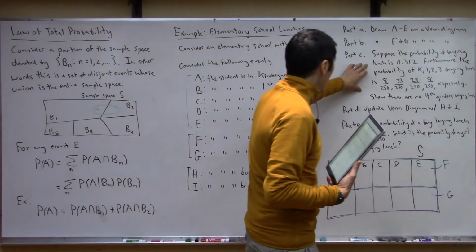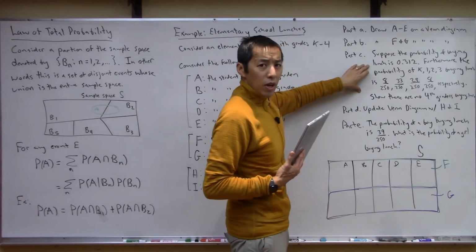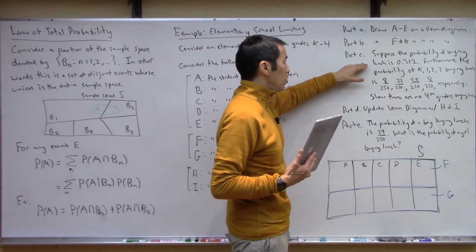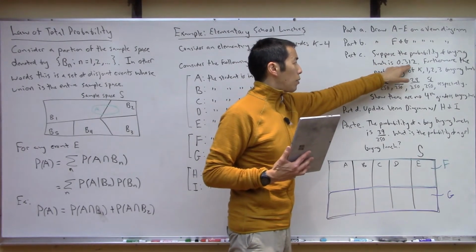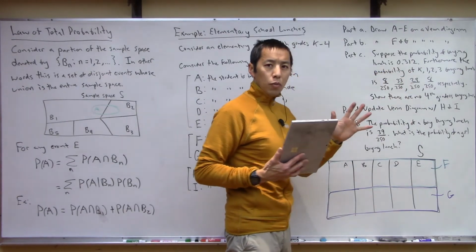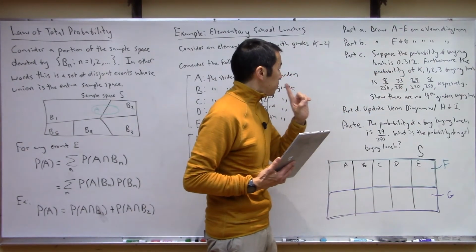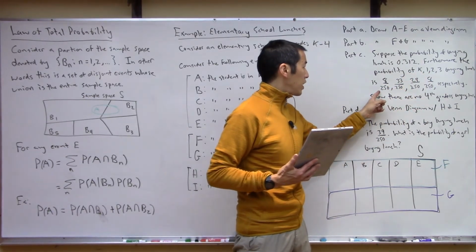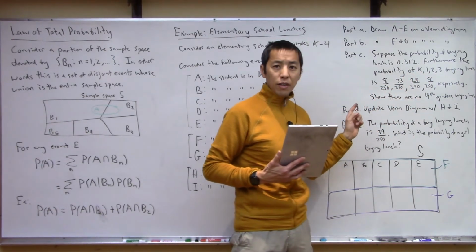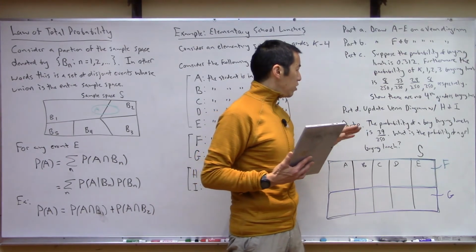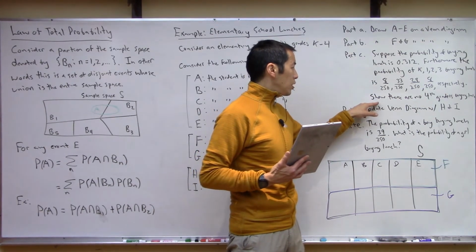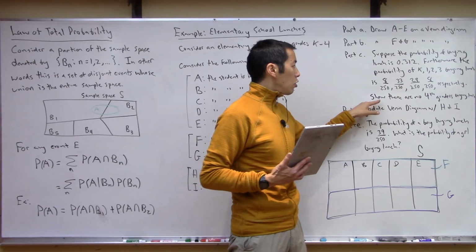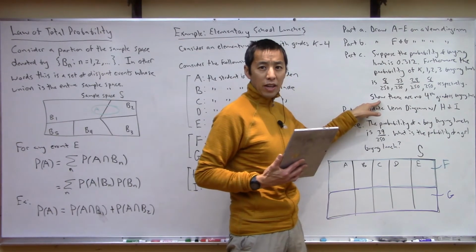Now, let's say that we know the probability that a given student is going to buy lunch is 31.2%. And furthermore, we know the probabilities of grades K, 1, 2, and 3 buying lunch are given by these numbers, respectively. What I'd like to look at is, can you use this information to show that there are no 4th graders that are going to be buying lunch?